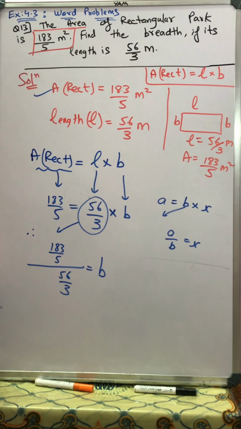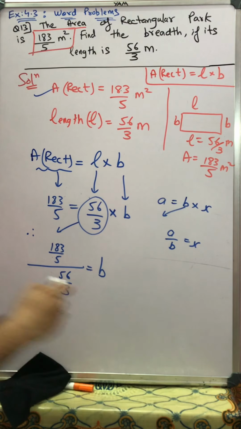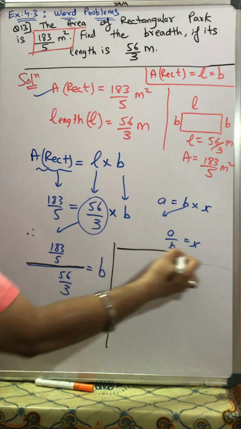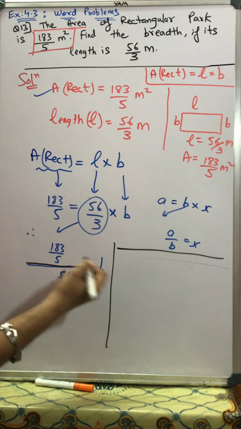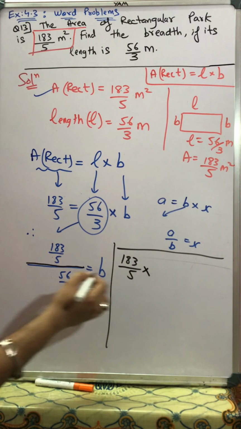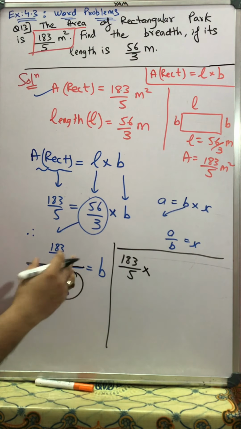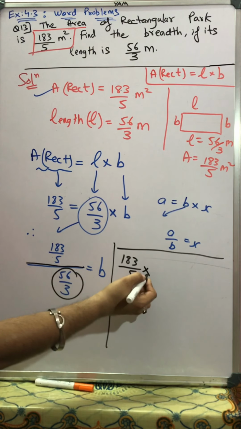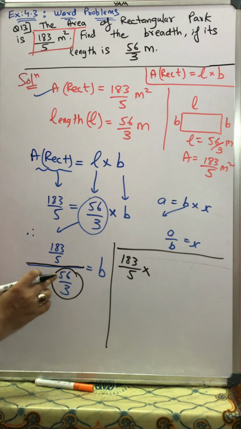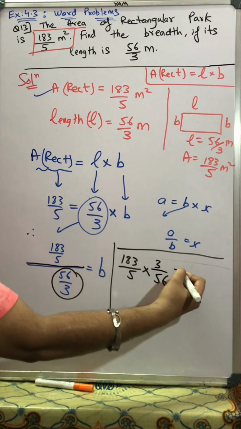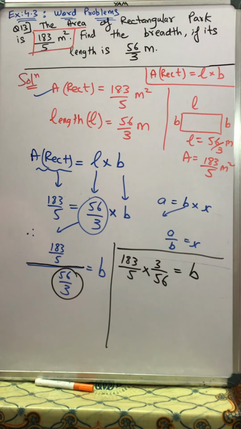Understanding? Okay. Now it's a division here. Now we all know that division can be solved by converting the division into multiplication. 183 upon 5, instead of division I am writing multiplication, so the fraction below will be reciprocated. 183 upon 5 I wrote as it is. At the place of division I wrote multiplication, so this will be reciprocated. I will not write 56 upon 3, I will write 3 upon 56 is equal to B. Hope you all are understanding, students.